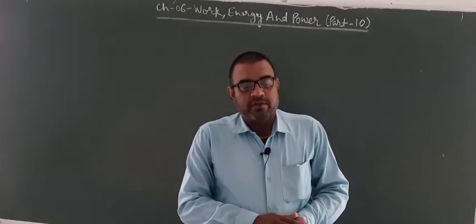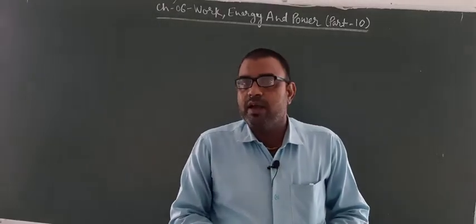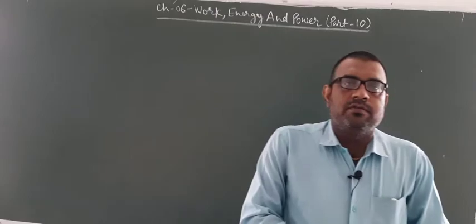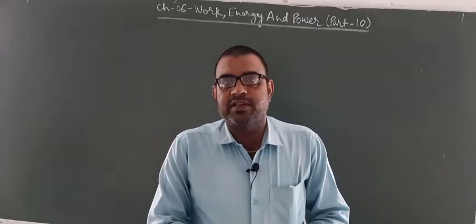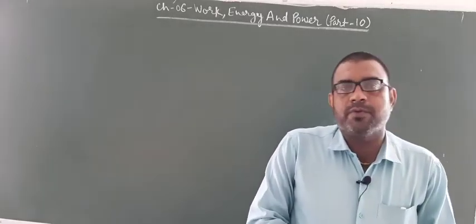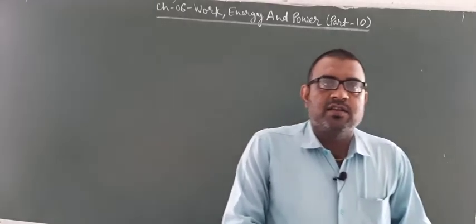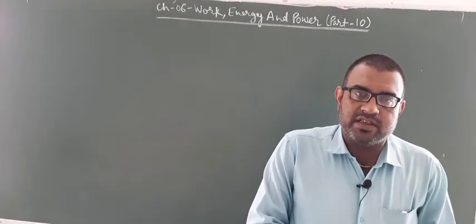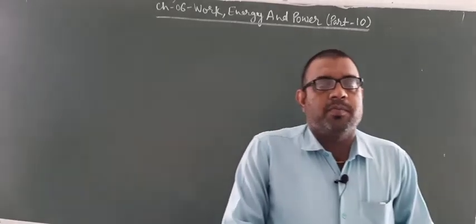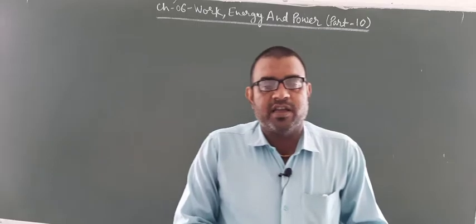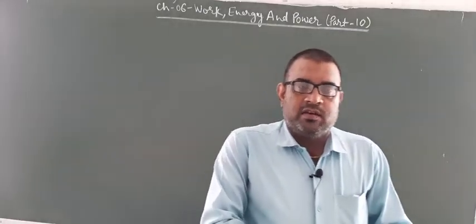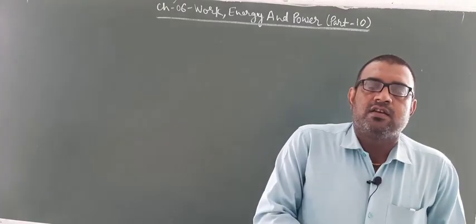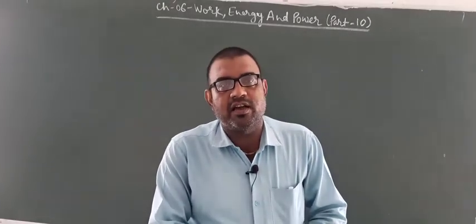In continuation with the video lecture, that is work, energy and power, part 10. In the previous video, we had discussed potential energy. What is potential energy? What is gravitational potential energy? How potential energy varies with distance, why the force is taken as the negative of the change of potential energy with distance, and the variation of potential energy with the variation of height. We had also discussed the nature of gravitational force.